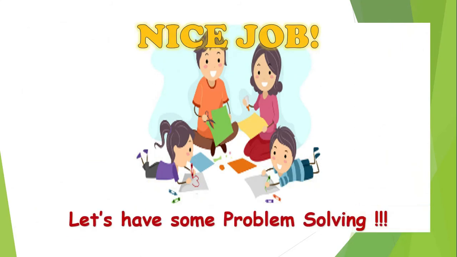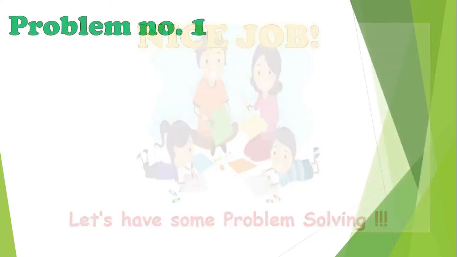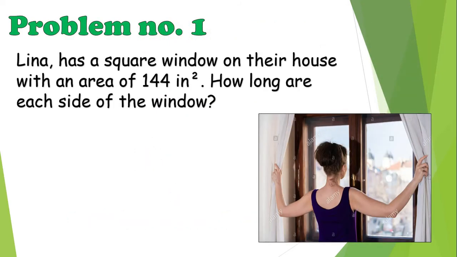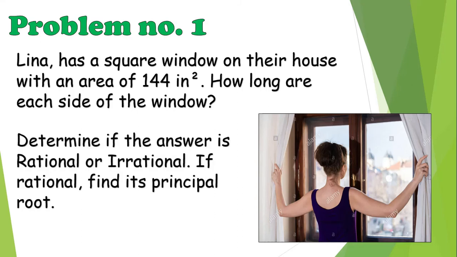Let's have some problem solving. Magkaroon tayo ng challenge. Tingnan natin kung makukumpara natin ang tamang sagot. Problem number 1. Lina has a square window on their house with an area of 144 square inches. How long are each side of the window? Determine if the answer is rational or irrational. If rational, find its principal root. So paki-pause lang yung video. Pag nalaman nyo na yung sagot, i-play na ulit ito.